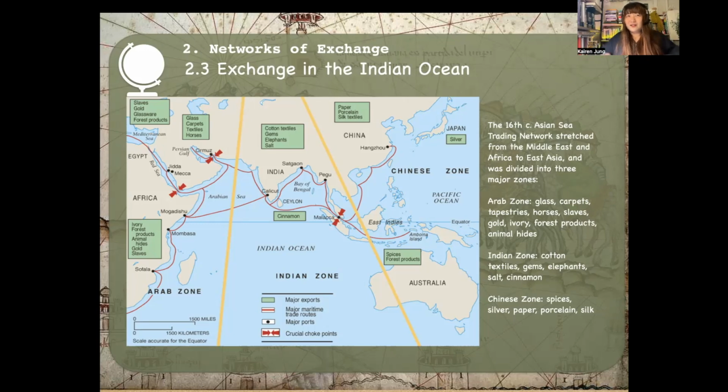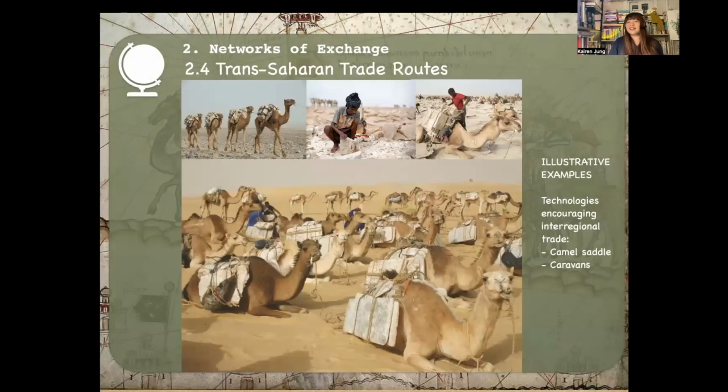Nowadays, we just walk on down to the nearest convenience store and pick up a packet of any of these. Maybe not the elephants, maybe not the silk, but back then you had to travel for years and years to get your first taste of cinnamon, and just imagine what it would have been like to have your first taste of cinnamon after traveling for years trying to get it. Pretty incredible time.